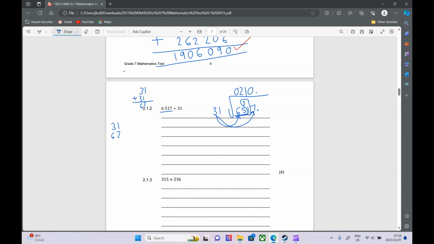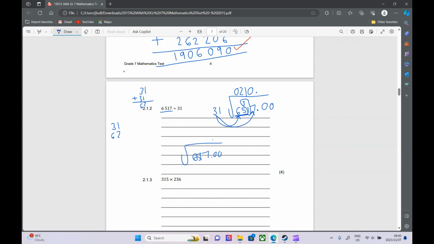I would just say add the decimal in any case, because you can always add the decimal and add the zeros here. That doesn't make a difference. So when I started, I should have written 6517.00. You can just do that at the start, just add your decimal place. It doesn't make any difference. Sometimes you don't need it.